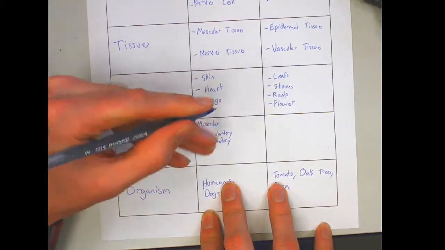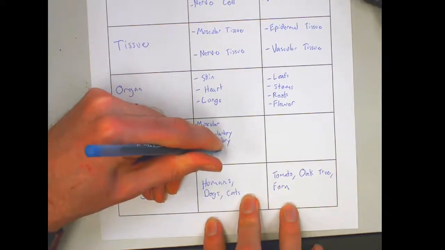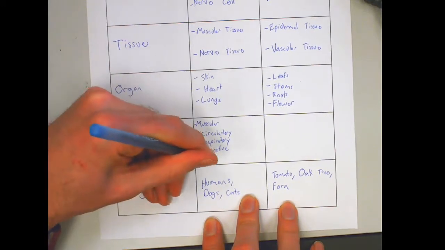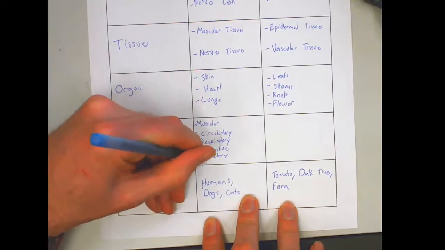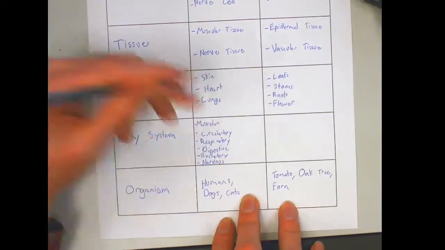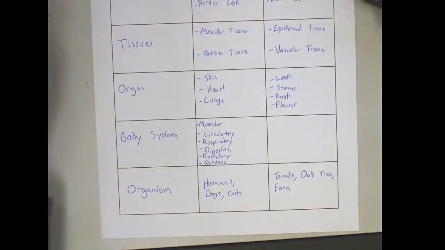And then digestive, excretory, and nervous. And if you need to, you can go back to the slide if you can't read any of that handwriting. I know it's getting a little sloppy there.